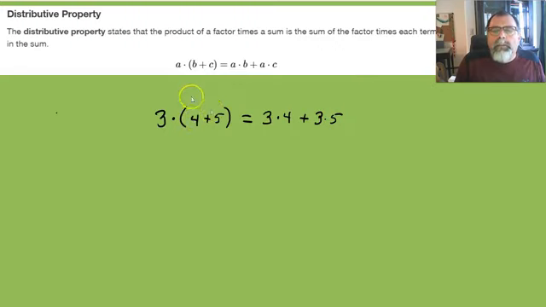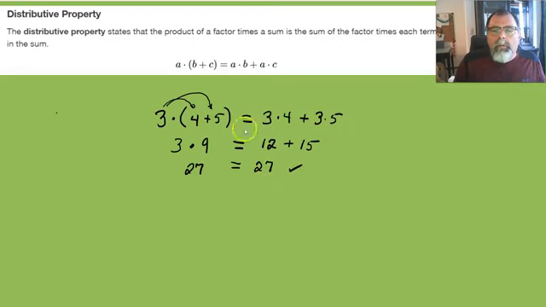So if we did this using order of operations, 4 plus 5 is 9, and then 3 times 9 is 27. Let's see if that gets us the same result. Using the distributive property, we take the 3 and multiply it with each addend. So 3 times 4 plus 3 times 5. 3 times 4 is 12, 3 times 5 is 15, and 12 plus 15 is 27. And you can see you get the same answer.